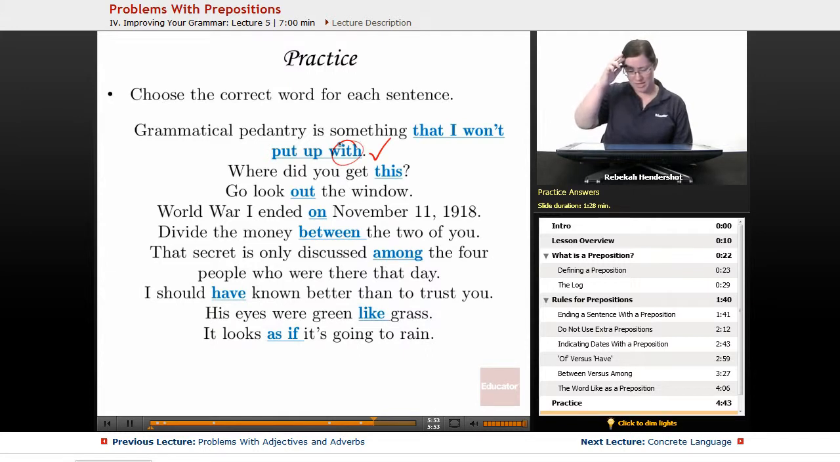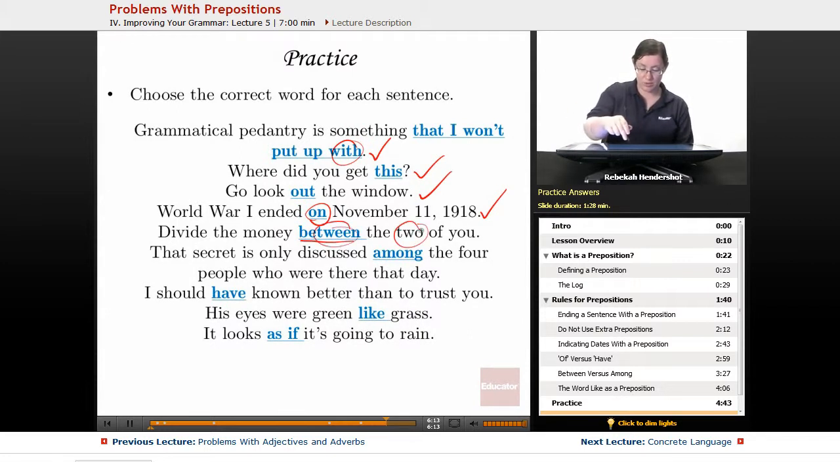You don't want that. Next, where did you get this? Putting at on the end didn't actually add any information, so don't waste letters. Next, go look out the window, not out of. Don't waste letters. World War I ended on November 11th, 1918. That's how we say dates. Divide the money between the 2 of you.